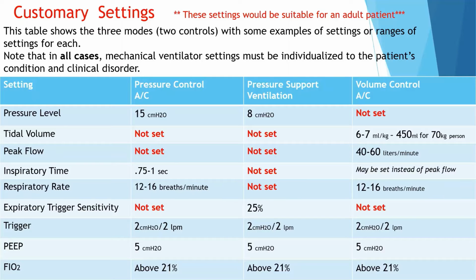We do not set a peak flow. We do not set an inspiratory time. We do not set a respiratory rate. We do set an expiratory trigger sensitivity. We have to set a trigger, 2 centimeters of water or 2 liters per minute. We will set PEEP, and we will set an FiO2. So this gives you an overview of the 3 different modes, 2 controls, and what is set and what is not set.